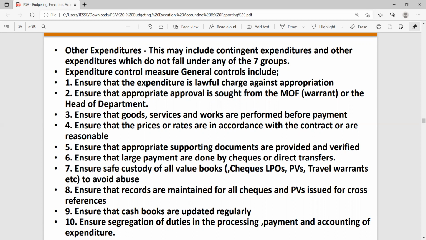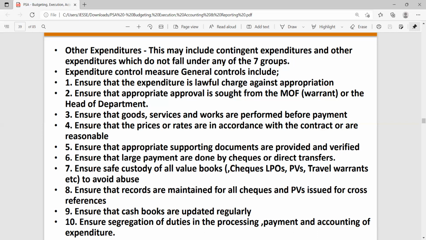Also ensure that the appropriate approval is sought, right? So number 1, the charge must be lawful. Number 2, we must seek the proper approvals. Number 3, ensure that goods, services, and works are performed before payment. It's very, very key. This is very, very important. The goods and services, we need to ensure that they are performed before payment is made.